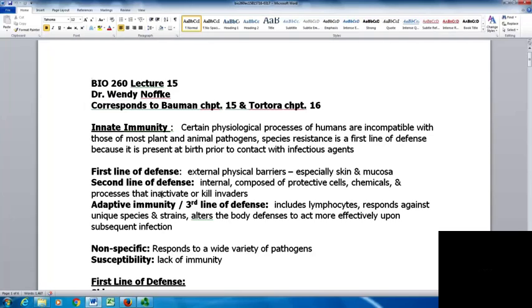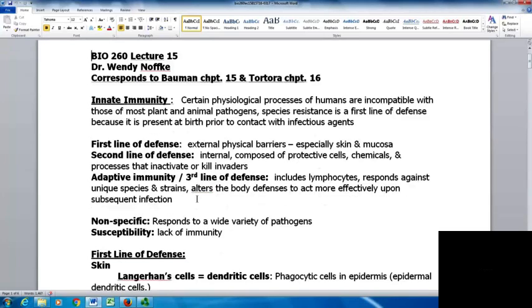Species resistance is a first line of defense because it's present at birth, prior to contact with infectious agents. A first line of defense is going to be external physical barriers. These especially include the skin and mucosa. Second line defenses are going to be internal. They will be made up of protective cells, chemicals, and processes that will either inactivate or kill the invaders.